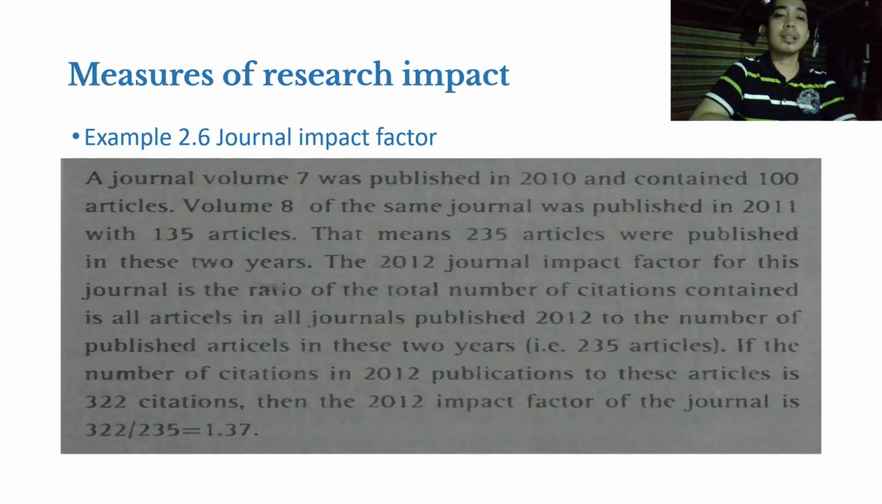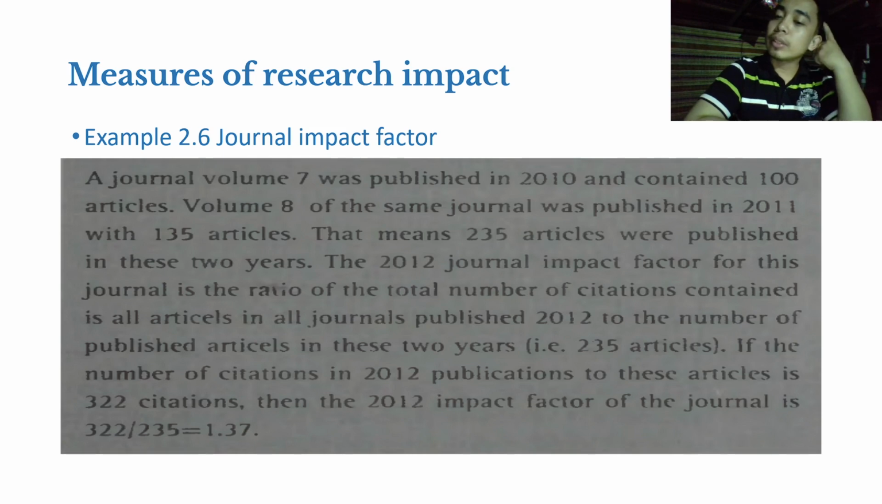Example, a journal volume 7 was published in 2010 and contained 100 articles. Volume 8 of the same journal was published in 2011 with 135 articles. That means 235 articles were published in these 2 years. The 2012 journal impact factor for this journal is the ratio of the total number of citations contained in all articles in all journals published in 2012 to the number of published articles in these 2 years.